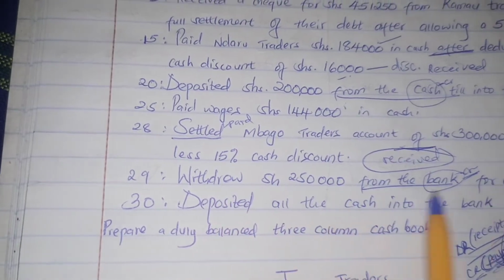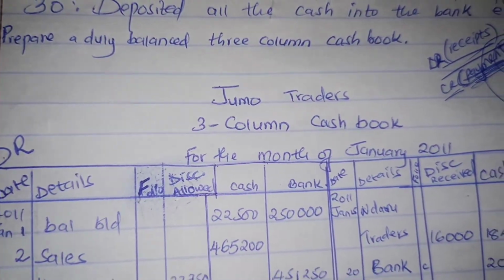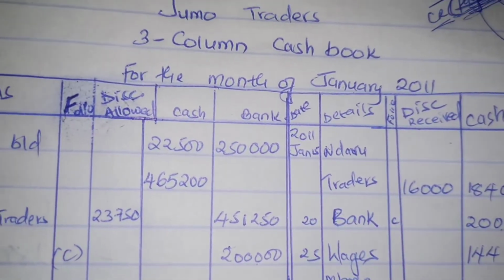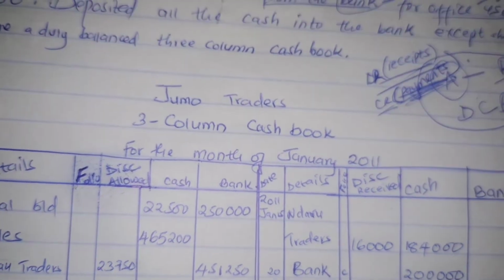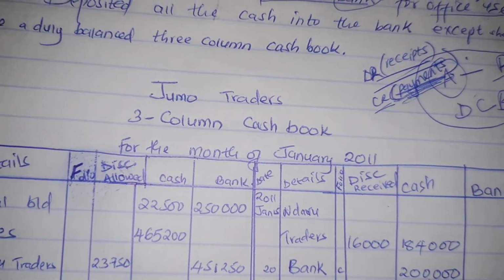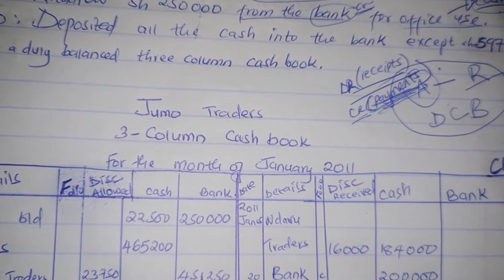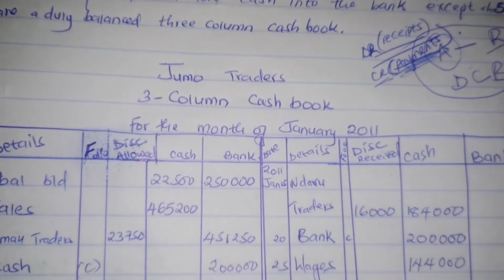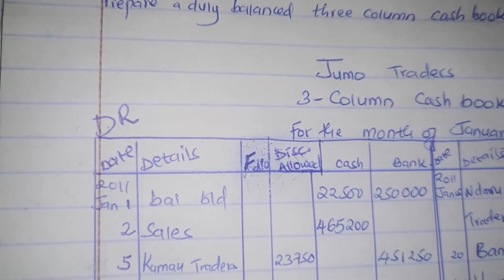So money was withdrawn from the bank. Where are we taking this money? To the cash or to the office. It's a contra entry, remember. How much are we taking from the bank? 250,000. 250,000 is taken to where? Cash. So date 30 here.